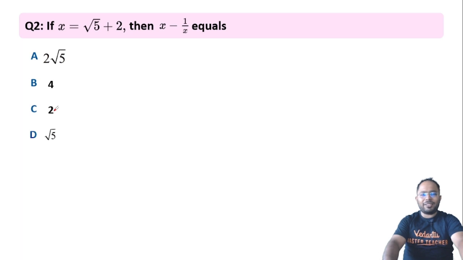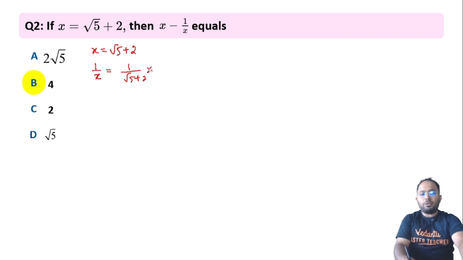Yes, you can write your answers in the chat box. Alright, so let's reveal the answer here. Right answer is 4. Right answer is, correct answer is 4. Okay, so let's discuss how we can do it. x is equal to under root 5 plus 2. Okay, and we have been asked x minus 1 by x. So let's first find out 1 by x. 1 by x is equal to 1 by (under root 5 plus 2).